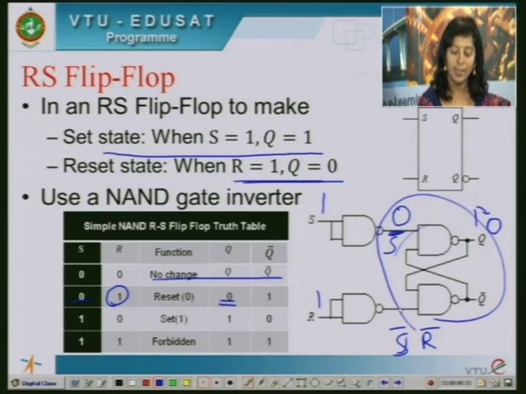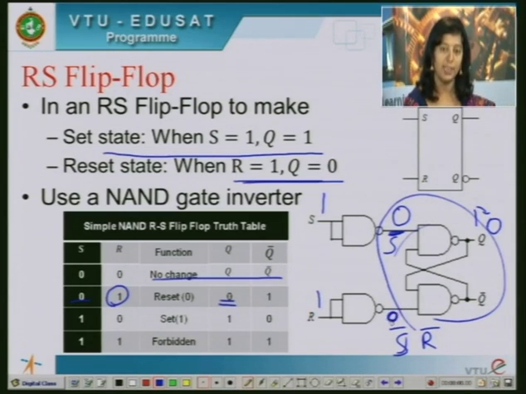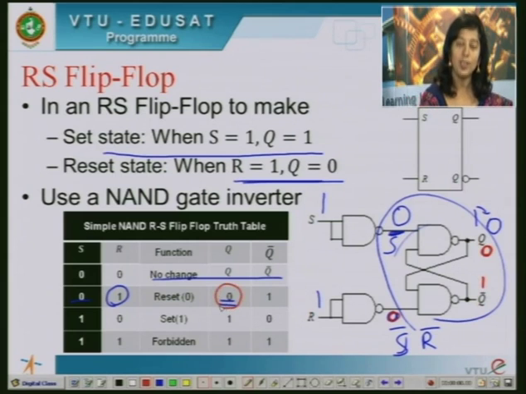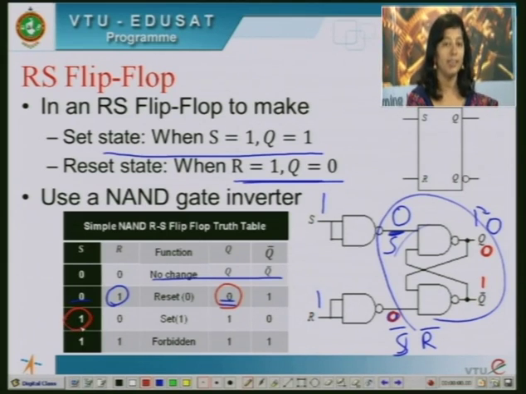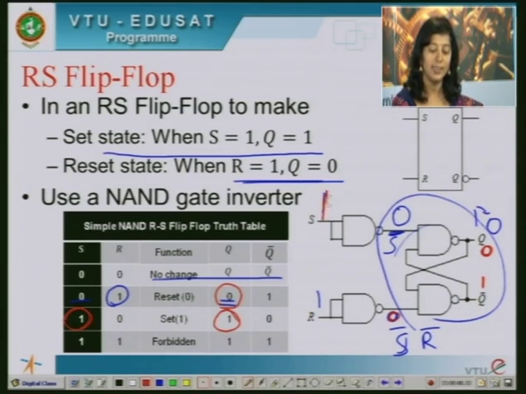So, whenever R is 1, output of this gate becomes 0. You can see this gate output becomes 0. And whenever this gate output becomes 0, Q bar will be high. If Q bar is high, Q will be low. That means output is in low state, and this is achieved whenever reset was high. Similarly, whenever set input is high, the output becomes high. That means when S is high here, this becomes 0. So, output of this gate becomes high, or Q is high. So, Q becomes high as normal.